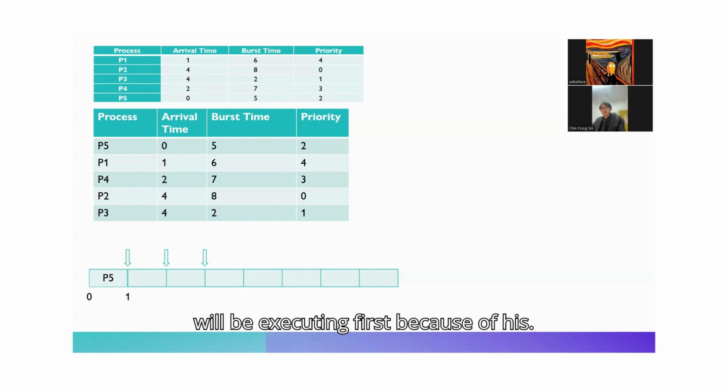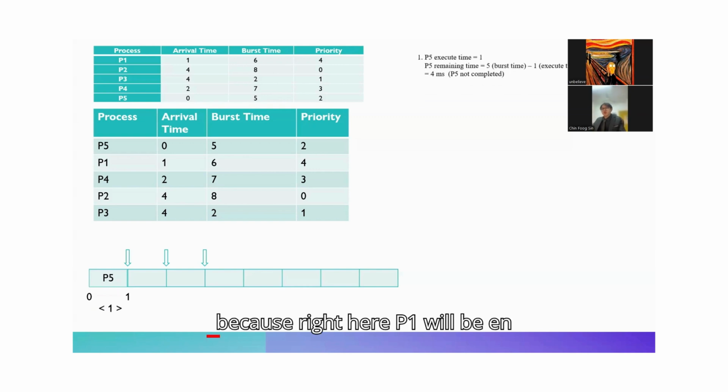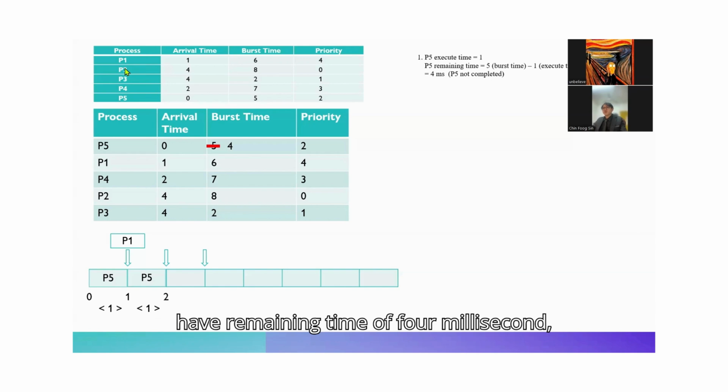P5 will be executing first because of its arrival time of 0 milliseconds. It will execute till 1 millisecond because P1 will be entering at the arrival time of 1 millisecond, but P5 will still continue because P1 has the lowest priority, which is 4. So P5 will be executing for 1 millisecond with a burst time of 5 milliseconds. So 5 minus 1 becomes 4. P5 has a remaining time of 4 milliseconds.